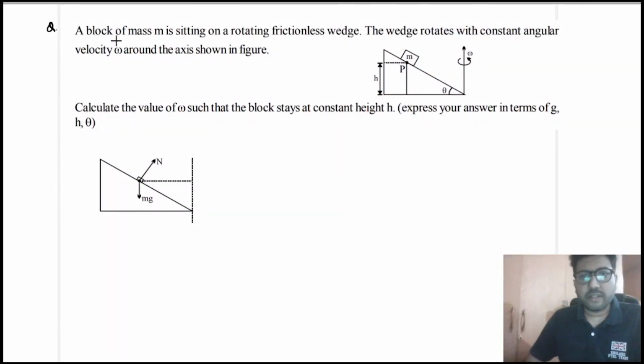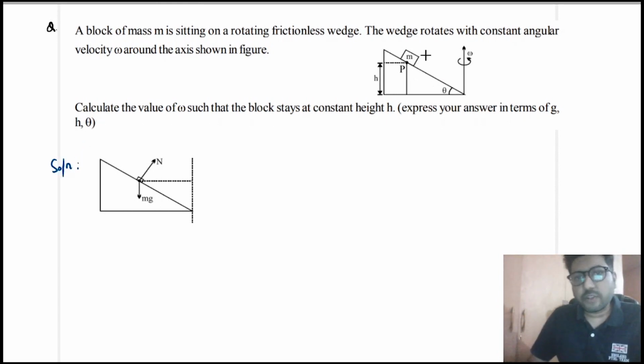In this question, it is given that a block of mass m is sitting on a rotating frictionless wedge. So this is frictionless and it is rotating. The wedge rotates with a constant angular velocity omega about the axis as shown in the figure. Calculate the value of omega such that the block stays at this constant height h. Express the answers in terms of g, h and theta.